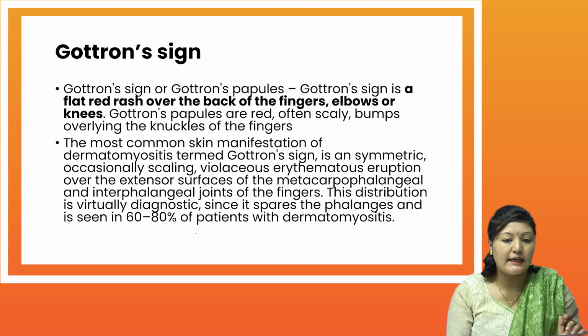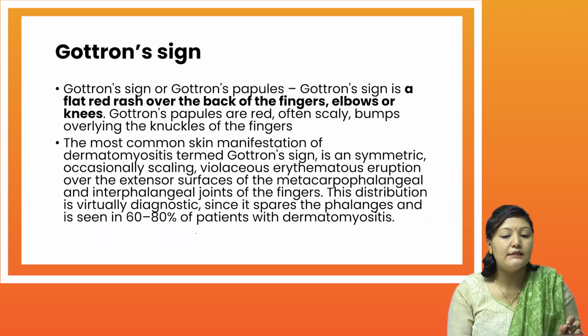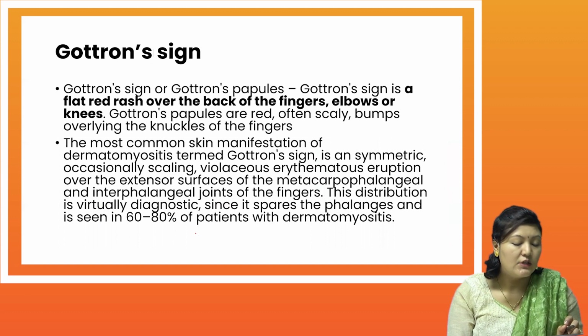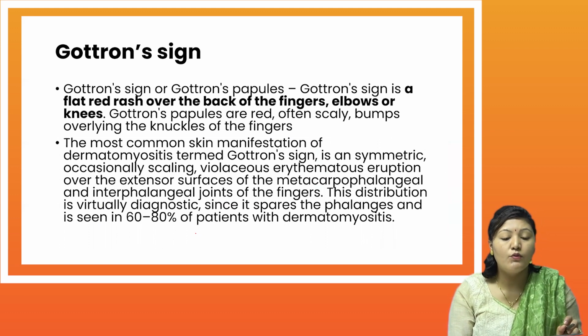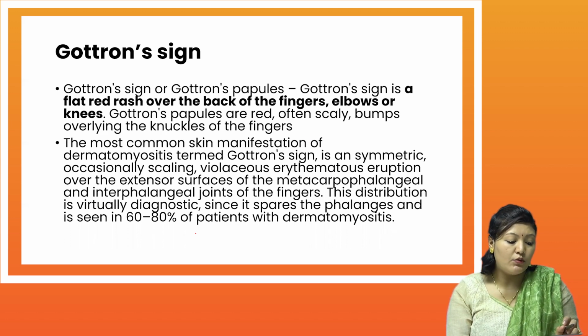Now coming to the last sign, that is Gottron's sign. Gottron's sign is seen in case of dermatomyositis. It is also called Gottron's papule. It is a flat red rash over the back of the fingers, elbows, knees.